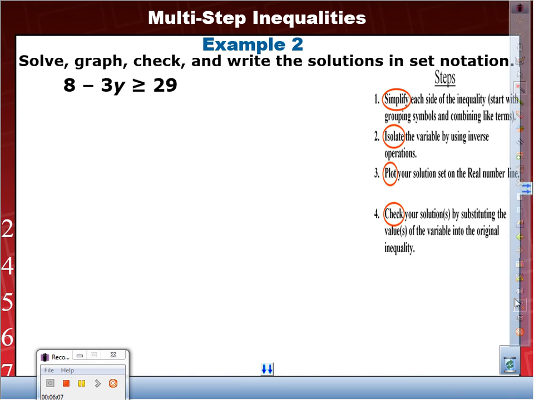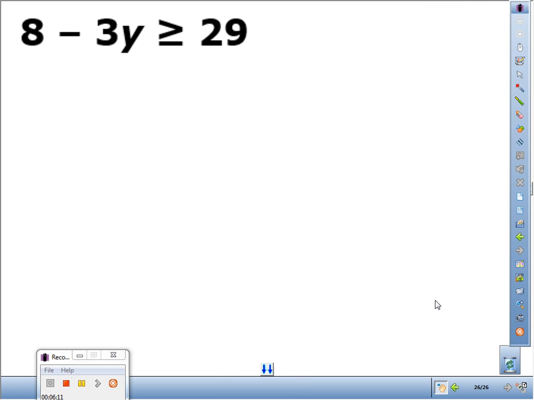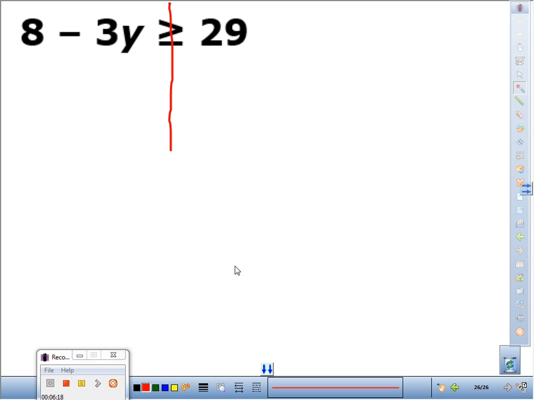Let me zoom in. The inequality is 8 minus 3y greater than or equal to 29. See if you can do that one by yourself. I'll start you with the first step. Go.